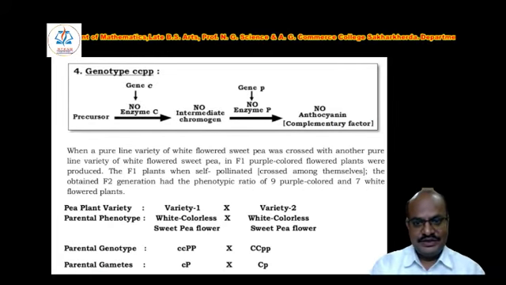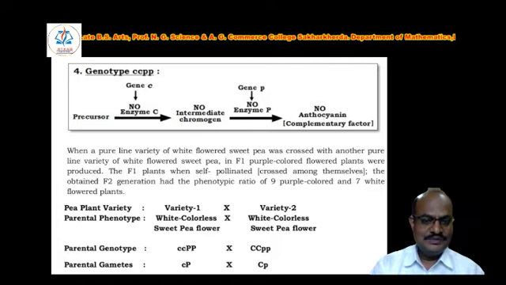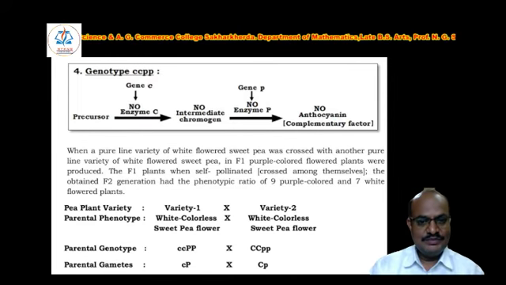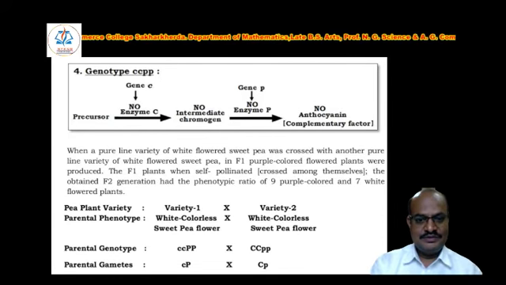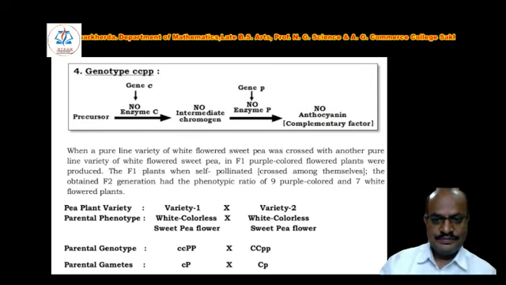Here is the fourth condition. Here both capital C and capital P will be absent. Here no anthocyanin pigment formation will take place. When a pure line variety of a white flower sweet pea plant was crossed with another pure line variety of white flower sweet pea plant, in the F1 generation, purple color flowers were produced.